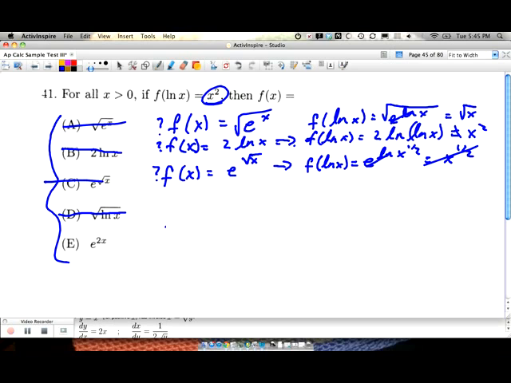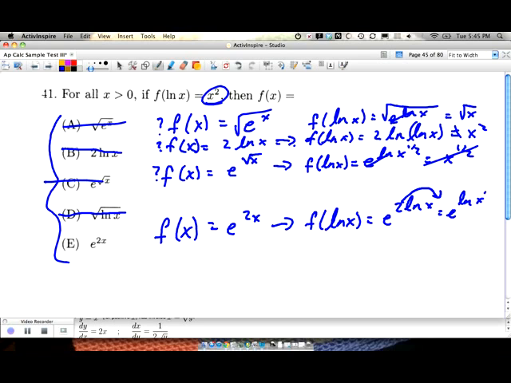By default, then it's probably going to be e, but let's double check. f of x equals e to the 2x. That would mean that f of natural log of x, if we plug natural log of x into this, would be e to the 2 times natural log of x. Hey, this does work because the 2 will pop up, and that means we're going to have e to the natural log of x squared, which is really just x squared, and that's what we wanted. So f of x was e to the 2x.